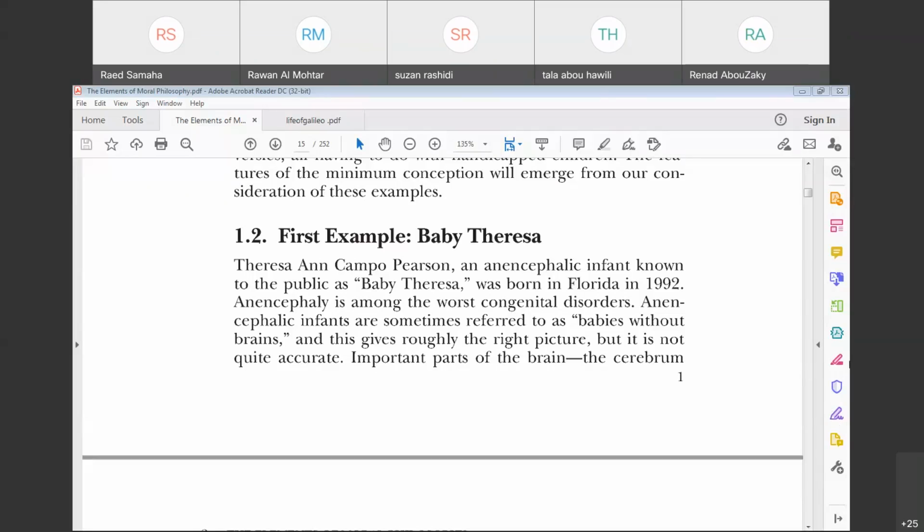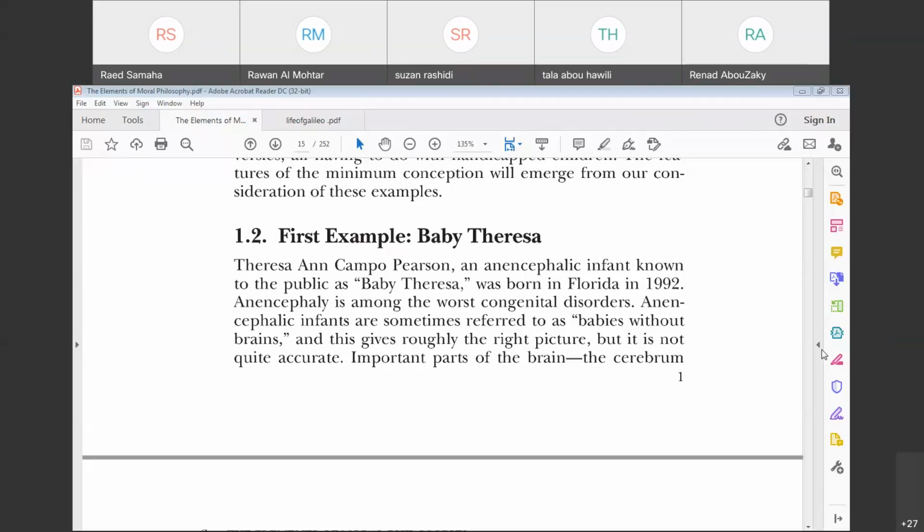So let me give you an example to illustrate. This is a real story. Florida, 1992. Baby Teresa was born with a kind of congenital disorder. Baby Teresa technically didn't have a brain. So she was a living infant, but with no brain.